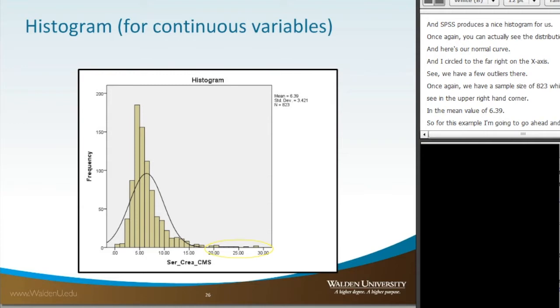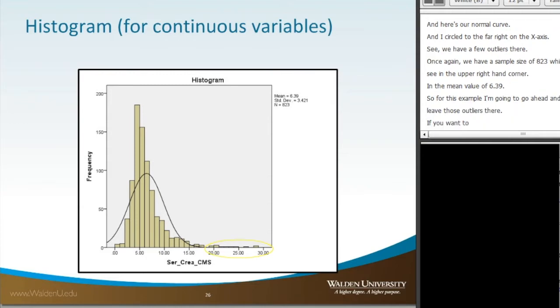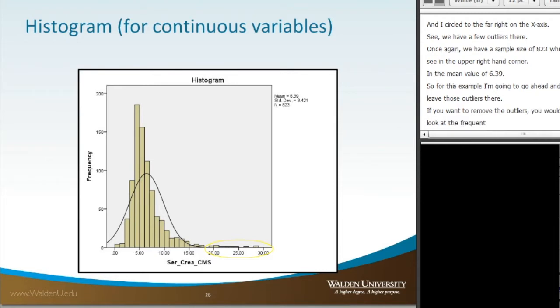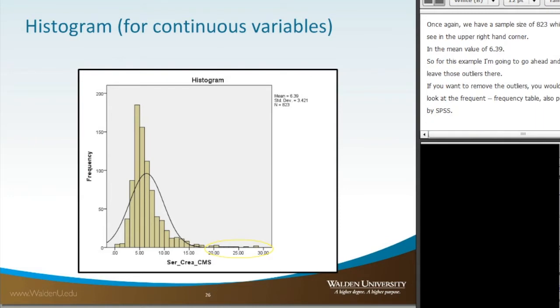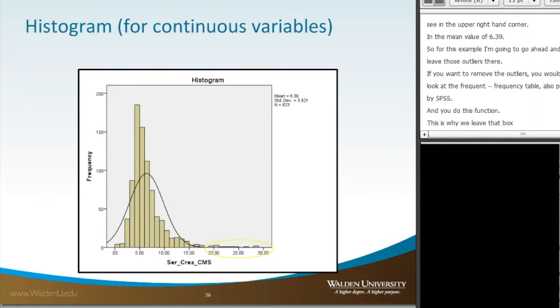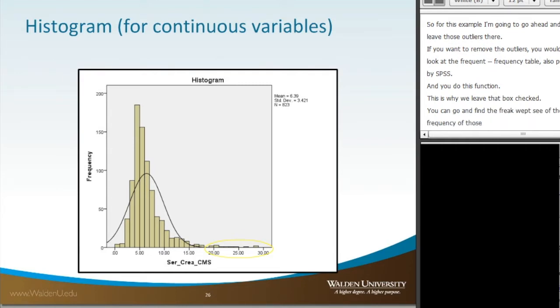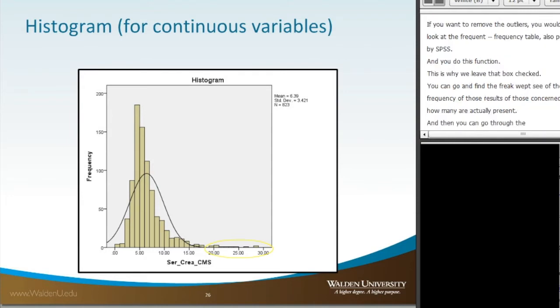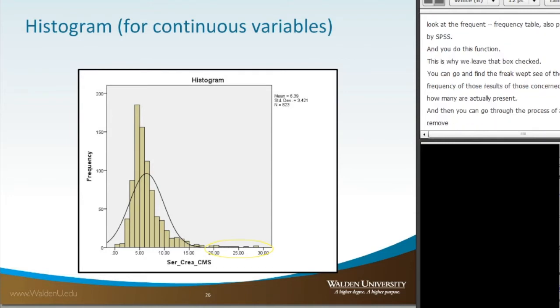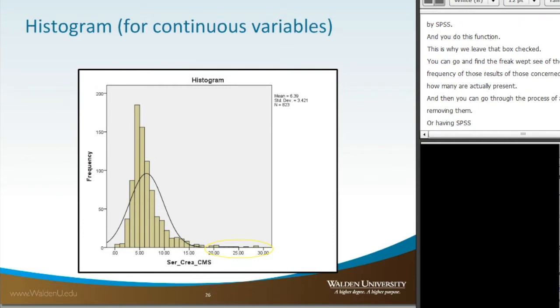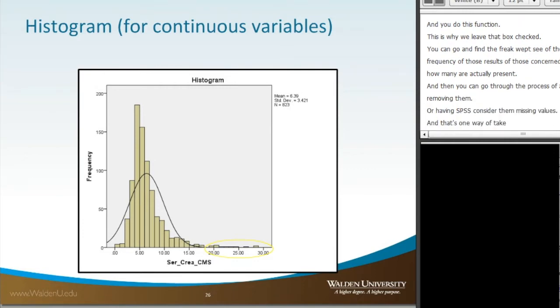If you wanted to remove the outliers, you would take a look at the frequency table, which is also produced by SPSS when you do this function. This is why we actually leave that box checked. You can go and find the frequency of those results of concern to see how many are actually present. And then you can go through the process of actually removing them, or having SPSS consider them missing values. And that's one way of taking them out of the analysis.